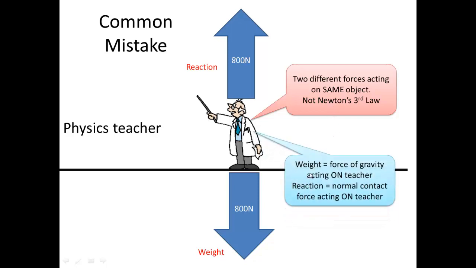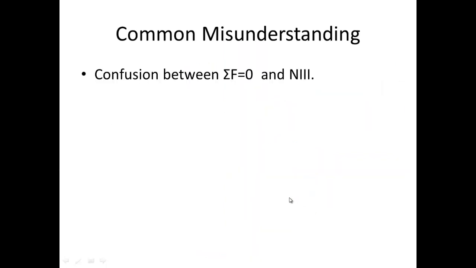What we have here is the weight, which is the force of gravity acting on the teacher, and the reaction, which is the normal contact force acting on the teacher. They're both acting on the same teacher. This is Newton's first law, the sum of the forces acting on one object. So there is some confusion between the sum of the forces being equal to 0 and Newton's third law.